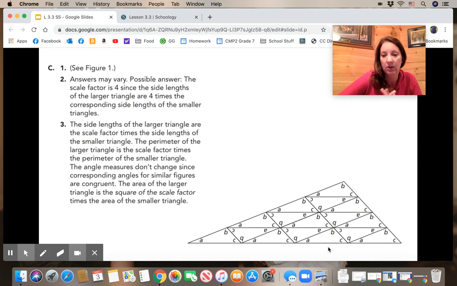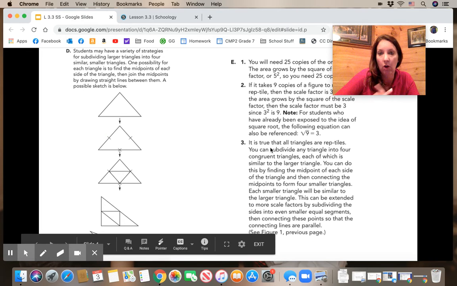Again, depending on your scale factor, the side lengths and the perimeter will always be the same as the scale factor. The area will always be the scale factor squared, and the angles won't change. That's true for all similar figures.